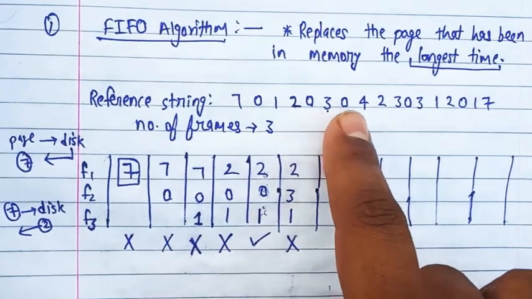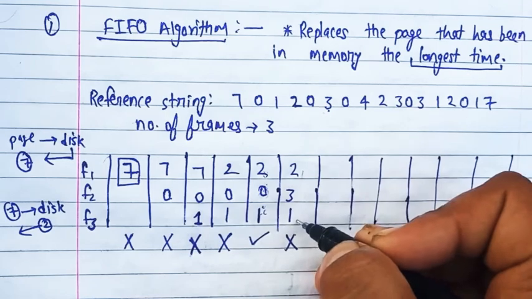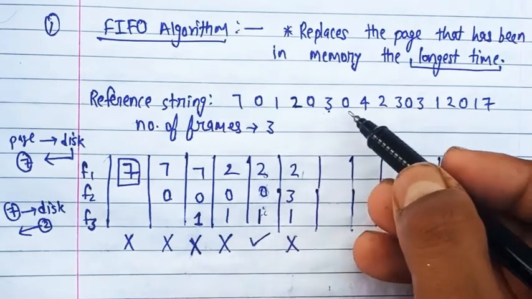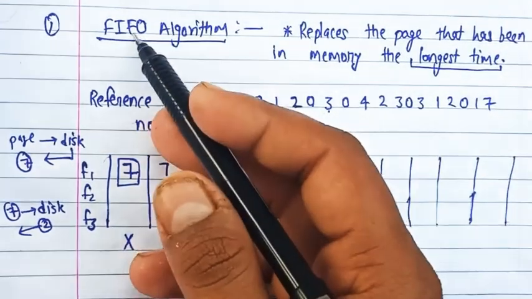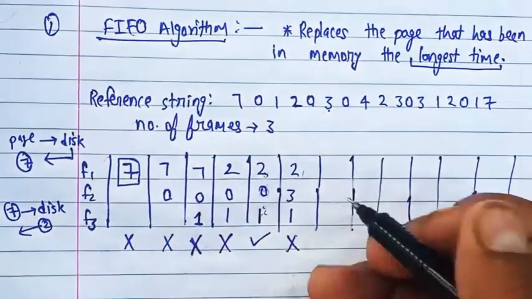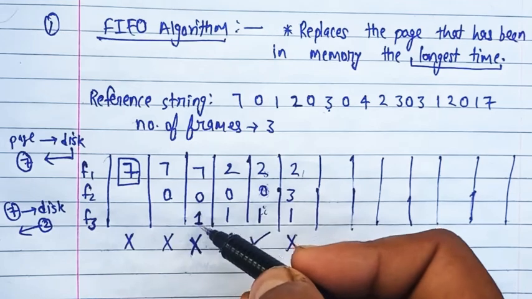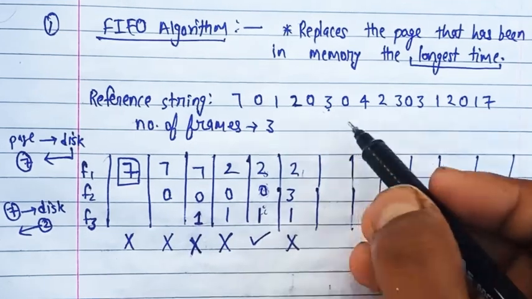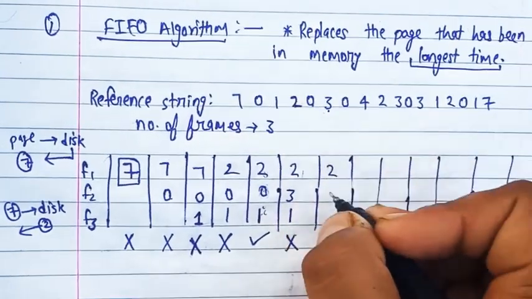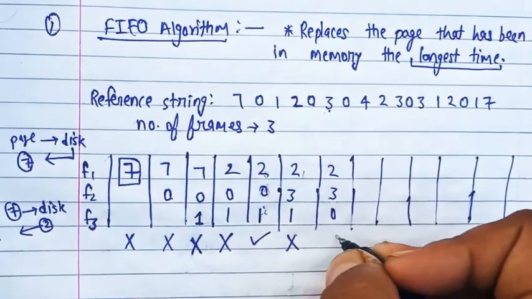Again there is a 0, and in this case there is no 0, so you have to swap using the first come first out technique. In this region you can see 1 came first, so 1 will swap with 0, so 2 3 0. So again there is a page fault.